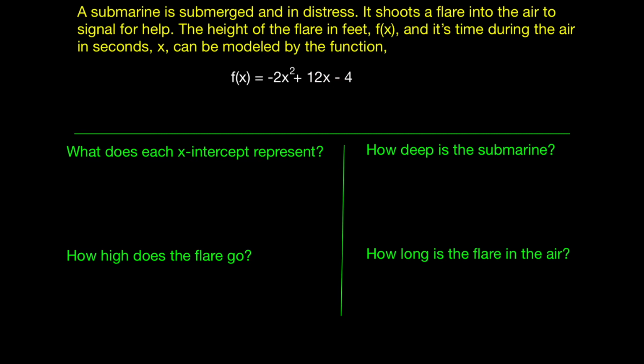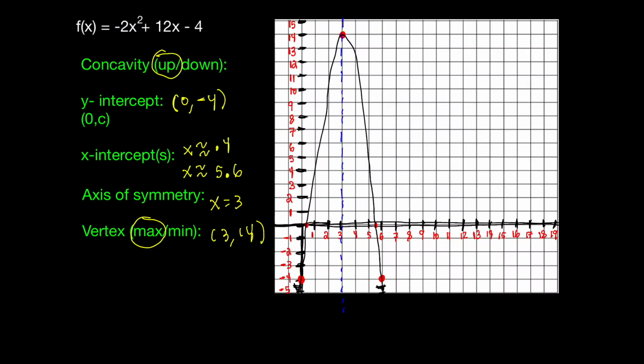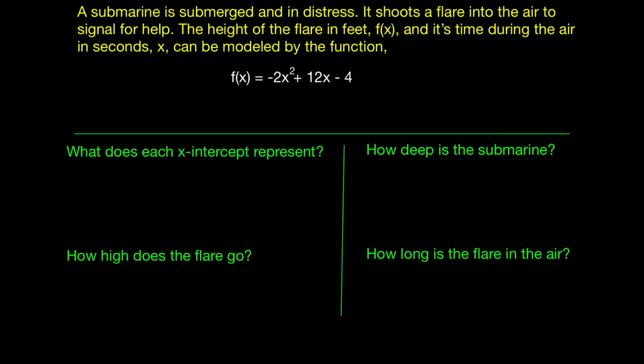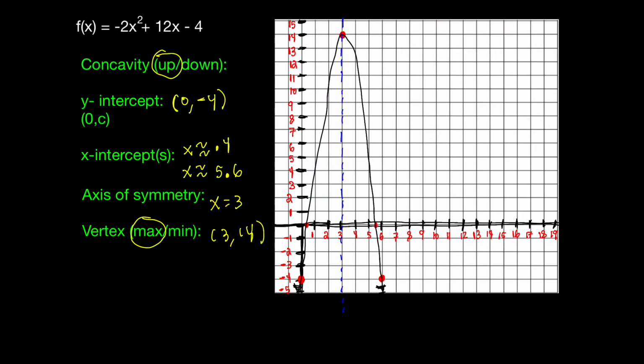On a previous problem, I calculated and recorded all of the key features. So now I'm going to interpret each scenario and match it to its appropriate key feature, beginning with the x-intercepts. If I turn to the graph, notice that the submarine is deep and submerged, stuck underwater. It shoots a flare, and the first x-intercept is going to represent the flare exiting the water.